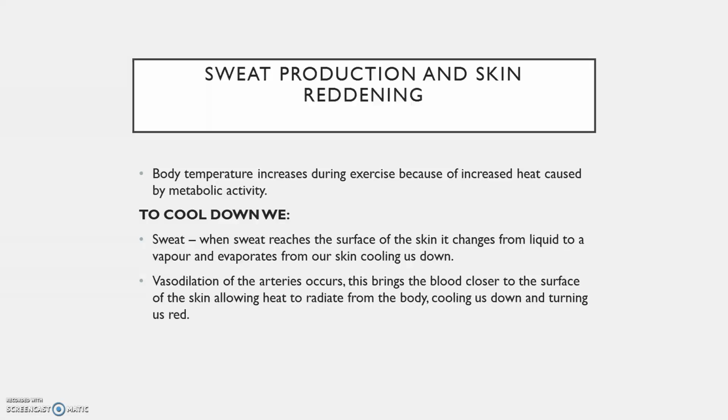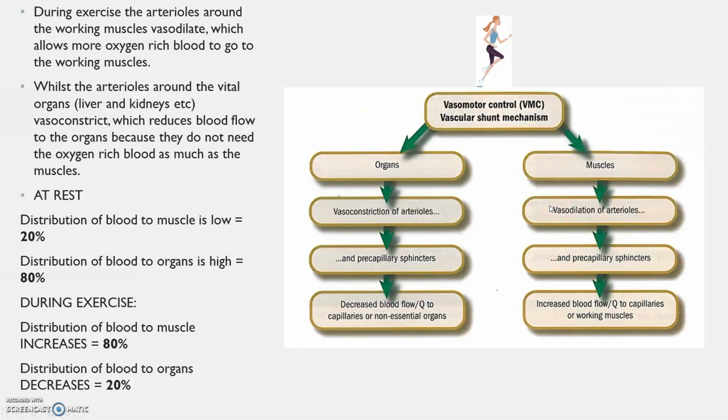We also get vasodilation of the arterioles. So that is the widening of the arteries. This brings the blood closer to the surface of the skin, allowing heat to radiate from the body, cooling us down and turning us red as well. So that's about sweat production and skin reddening. So, redistribution of blood flow.